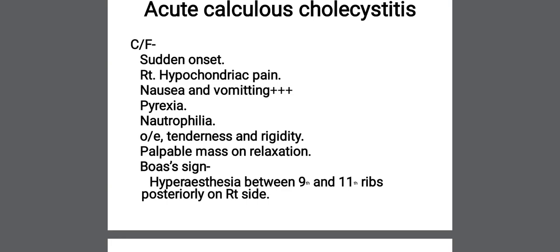Then one of the signs, that is Boas sign, is present. The Boas sign is an area of hyperesthesia between the 9th and 11th rib posteriorly on the right side. So Boas sign is an area of hyperesthesia between the 9th and 11th rib posteriorly on the right side. This can be asked as a 2 marks question.